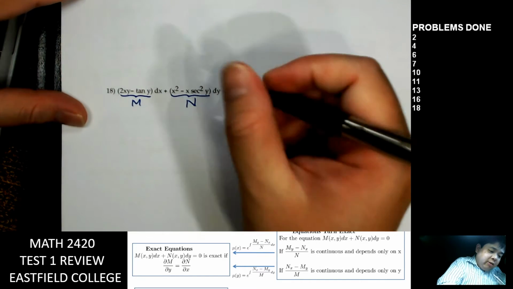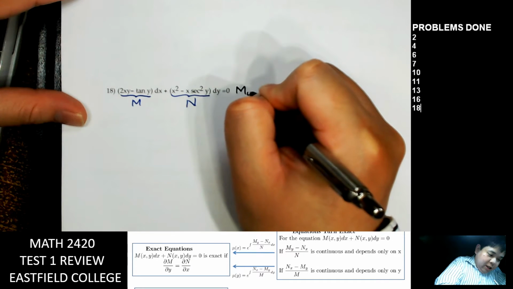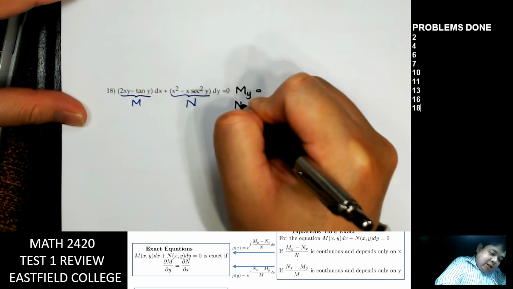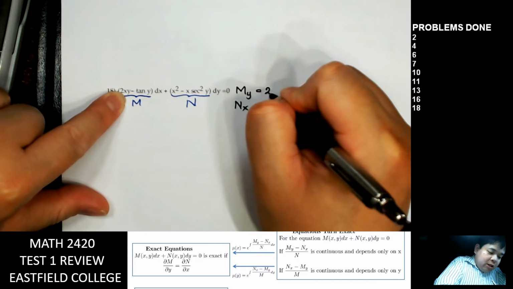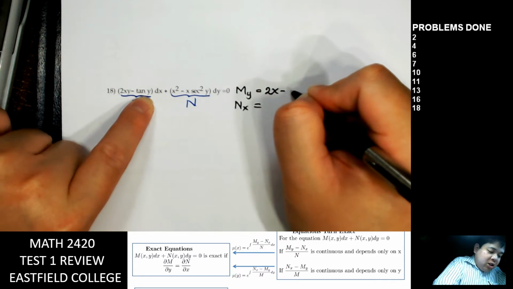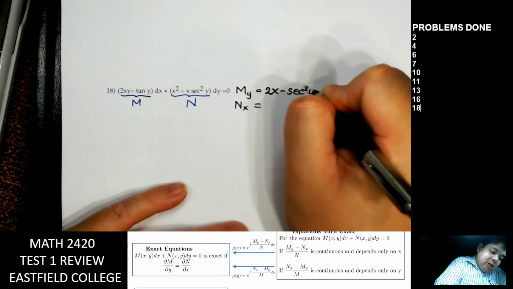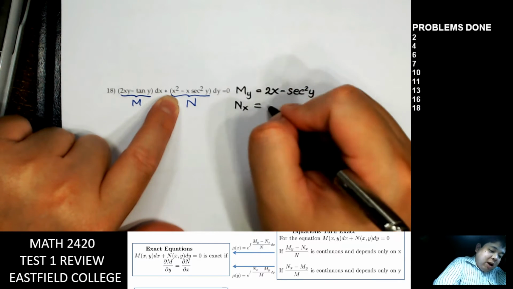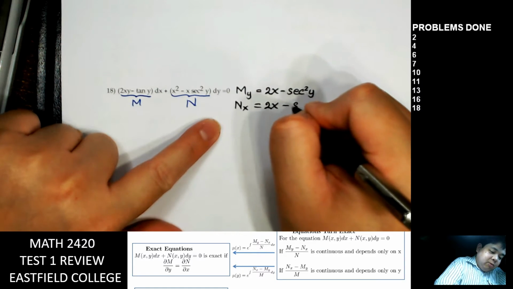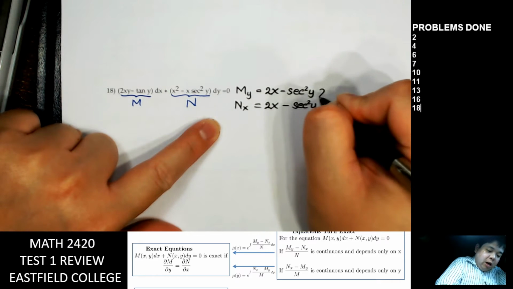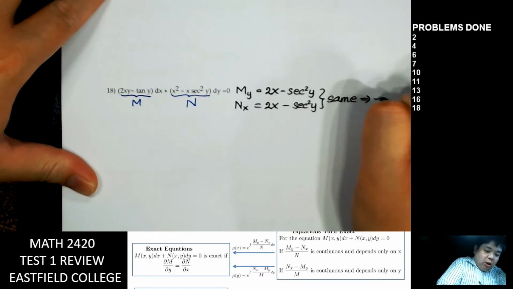So just take derivatives. M sub y, and then N sub x. The derivative of m with respect to y will be 2x minus tangent; the derivative of tangent is secant squared. The derivative of n with respect to x will be 2x, the derivative of x, so that one is gone. Because they are the same, the equation is exact.